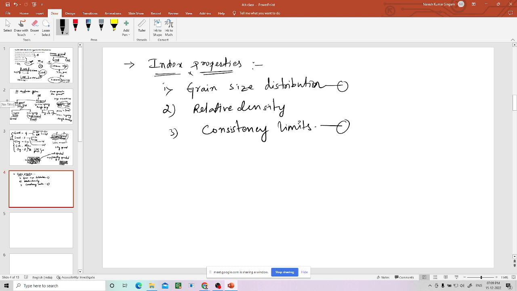For grain size distribution, we need to do some sieve analysis. Sieve means see. I can show you in Google.